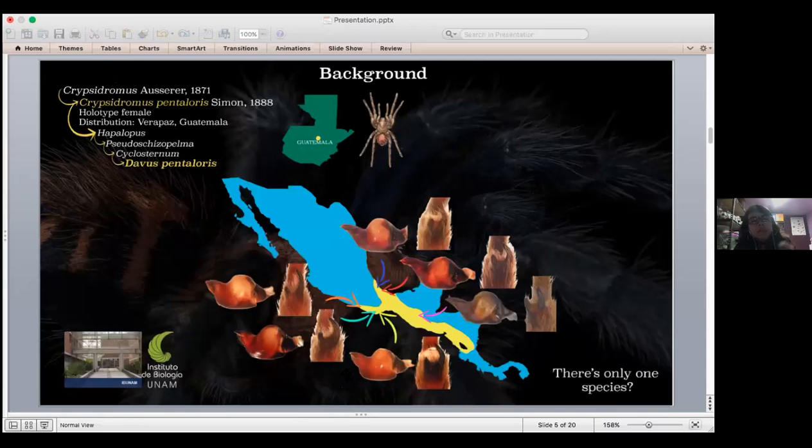So Davus pentaloris was originally described from Guatemala. However, when I started revising the natural collection of arachnids of the Institute of Biology of UNAM, I found many specimens of different populations and localities in Mexico. And I found very large variation, not only in the dorsal coloration pattern, but also in the male sexual structures. And for tarantulas, the sexual structures of the male are very important characters to separate the species. So all this variation raises the question of whether there is only one species in this group.